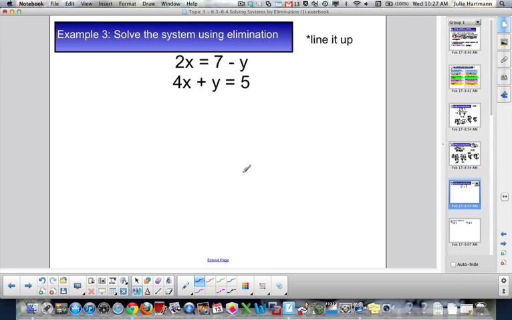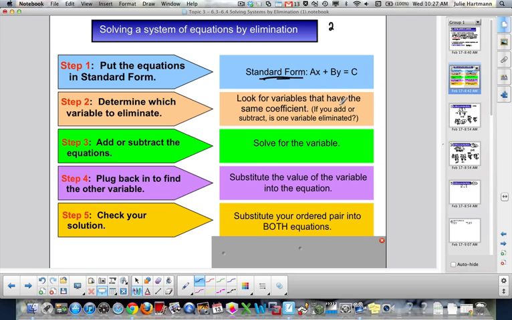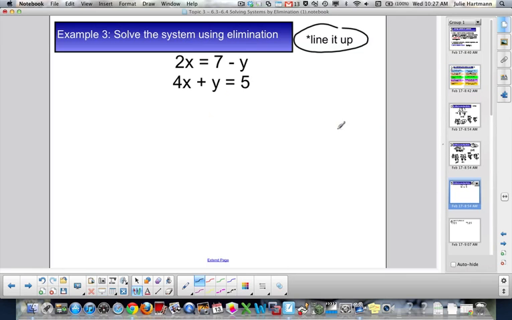Here's another example. This example says line it up. What does that mean? Well, they're not lined up where they should be. Remember, the first step in solving is to get them in standard form. Looking at this one, the first one is not in standard form. I need to add my y back over. So I have 2x plus y equals 7, and then 4x plus y equals 5. If I add, is something eliminated? No, because they're both positive. Y plus y is 2y. So we need to multiply one of them by a negative 1.